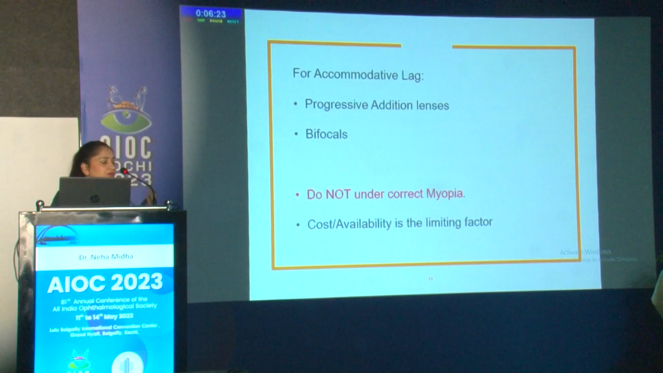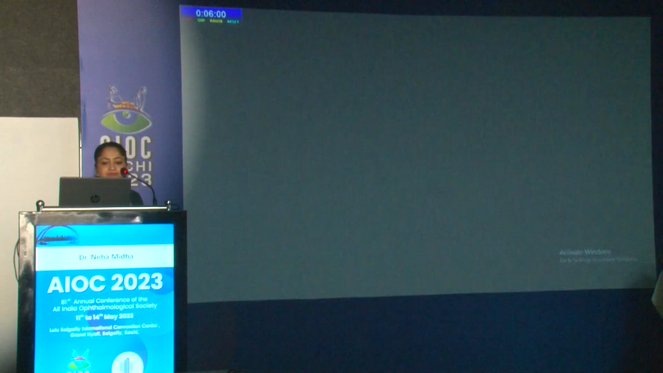Earlier there was a belief that we should be under-correcting myopia. However, this is now being challenged. Overcorrection is not expected, but adequate correction of myopia is required for proper control. We should not be under-correcting myopia. And as I just discussed, these special myopia control glasses are expensive, and cost and availability is a limiting factor in the Indian scenario.